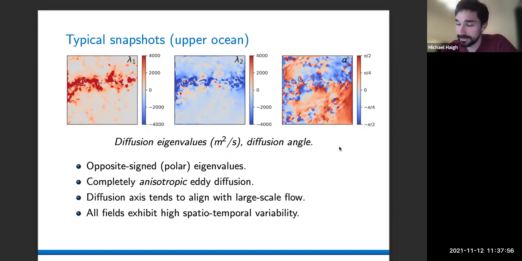This actually is in quite close agreement with the findings of lots of past studies, which have found that the down gradient diffusion quantified by this eigenvalue has a tendency to preferentially occur in the direction of the large scale flow. And that's what we find also. A more general point that I'd like to make about all of these fields is that they exhibit very significant spatio-temporal variability. The main reason for this relative to results from past studies is that we use a spatial filter scale separation, which includes much less averaging than the more common diagnostic techniques.